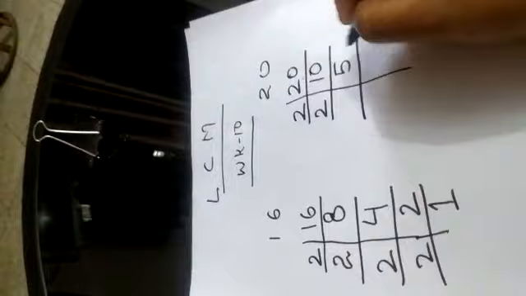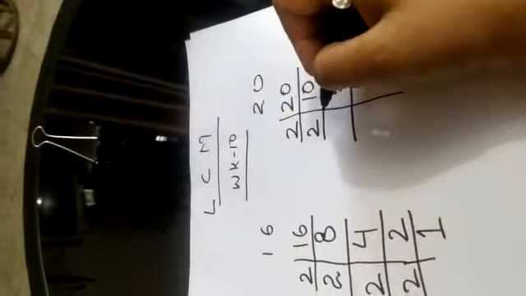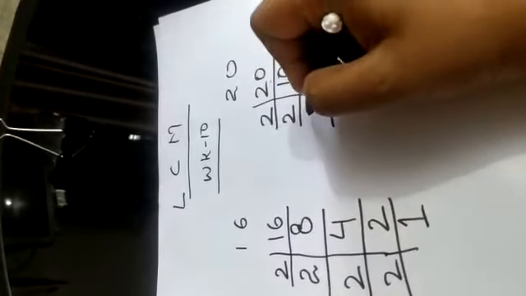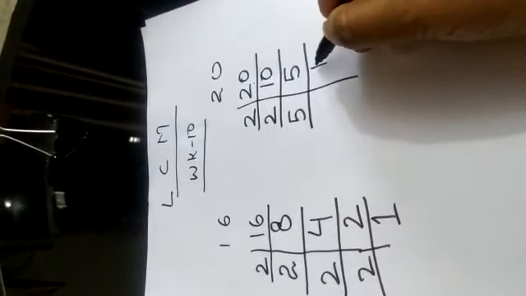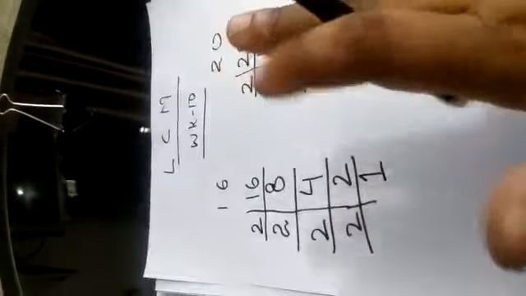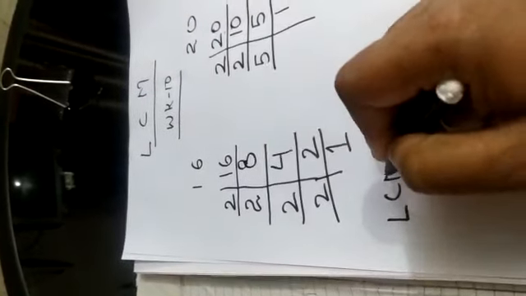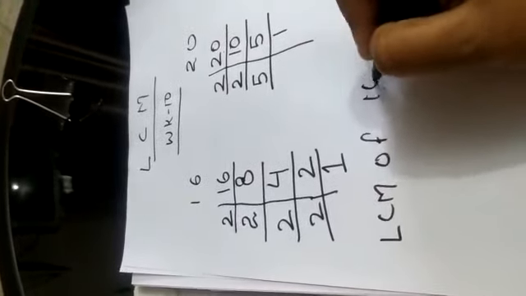Now 5 is not a multiple of 2, so we move forward to 3. 5 is also not a multiple of 3. So we divide 5 by 5 and we get 1 as a quotient. Whenever we get 1 as a quotient, it means we stop. Now we have to find the LCM of 16 and 20.